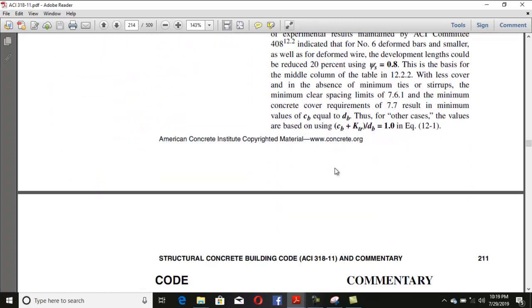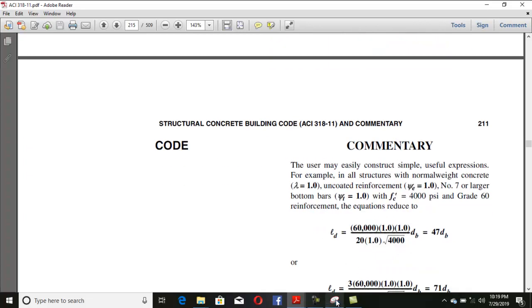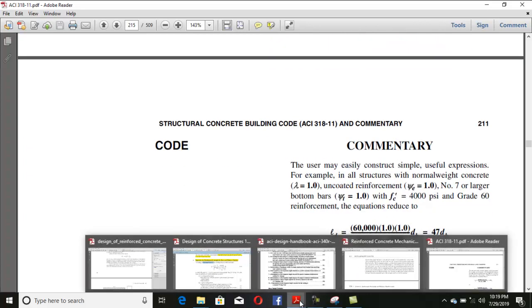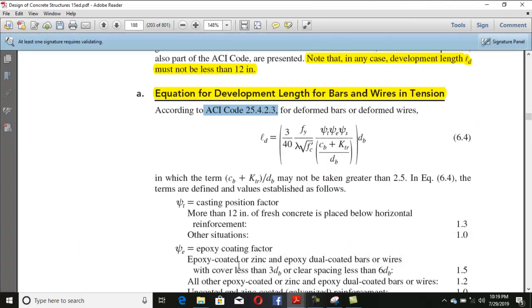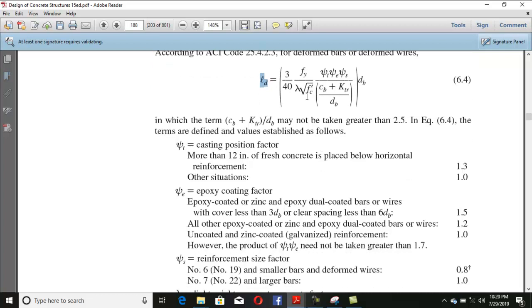What I basically mean is that I want to familiarize you people with the manual. This formula is taken from that section of the manual. This is the basic ACI formula which works for tension. So you will see that LD is equal to 3/40 times fy over lambda root fc prime, times psi t, psi e, psi s, and something like that. So you will see how these terms are explained.